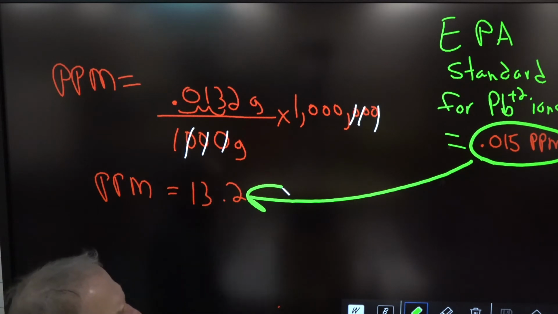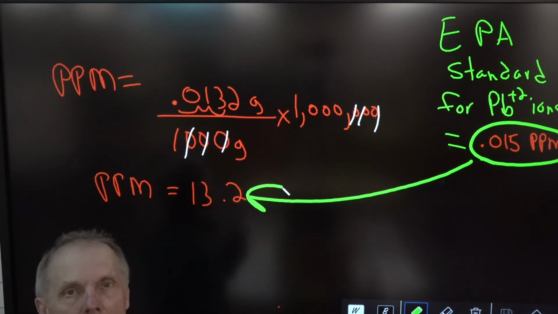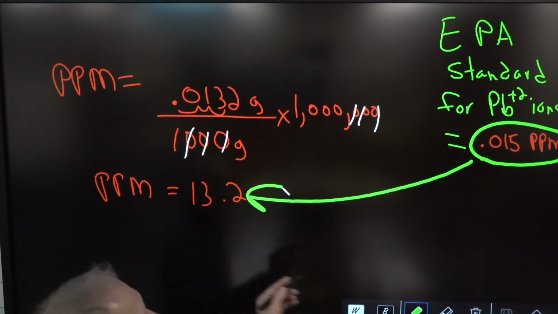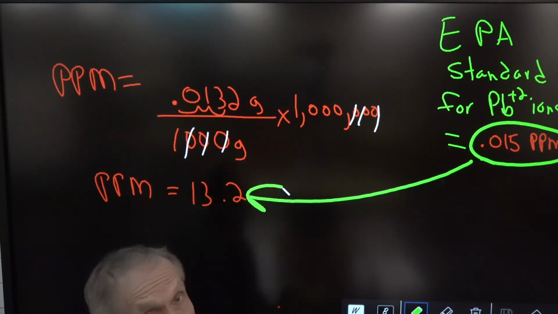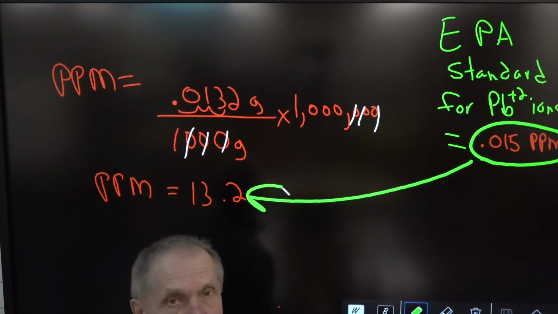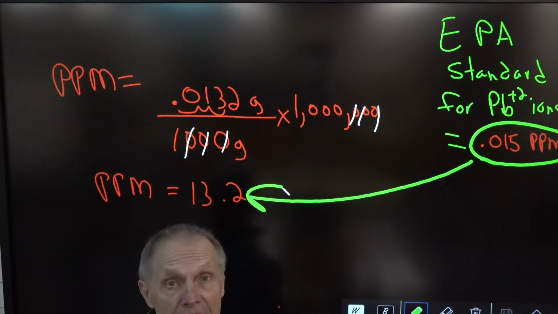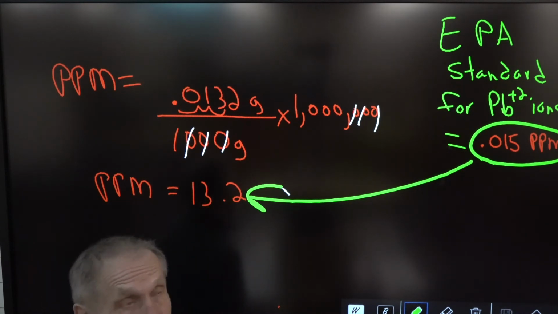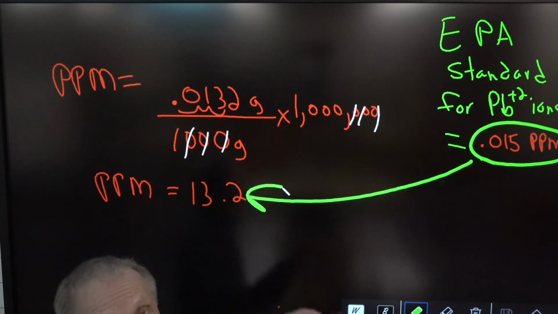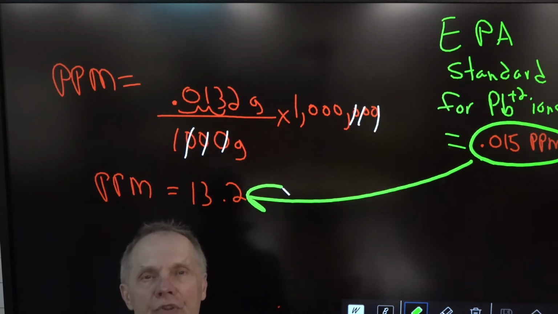13.2, that's hundreds and hundreds of times more lead ions in the water than the EPA standard. So, would you drink that water? Absolutely not. And it made many, many people sick. So this was in 25% of the households in Flint, Michigan. Okay? So that's what ppm is used for.